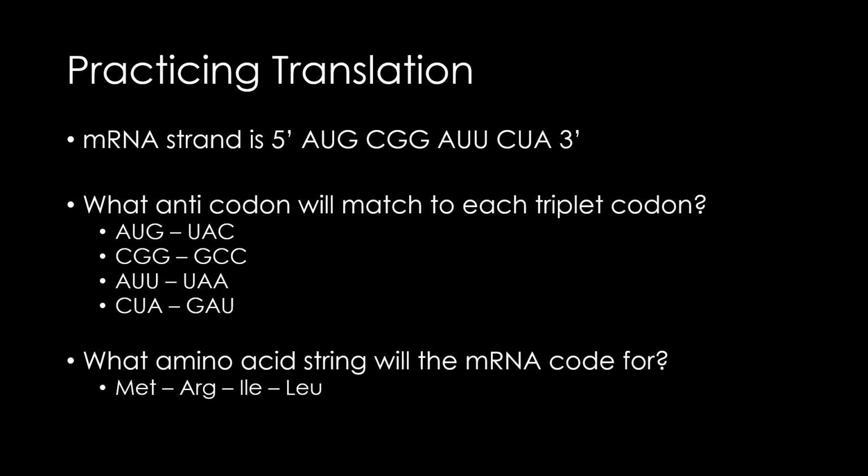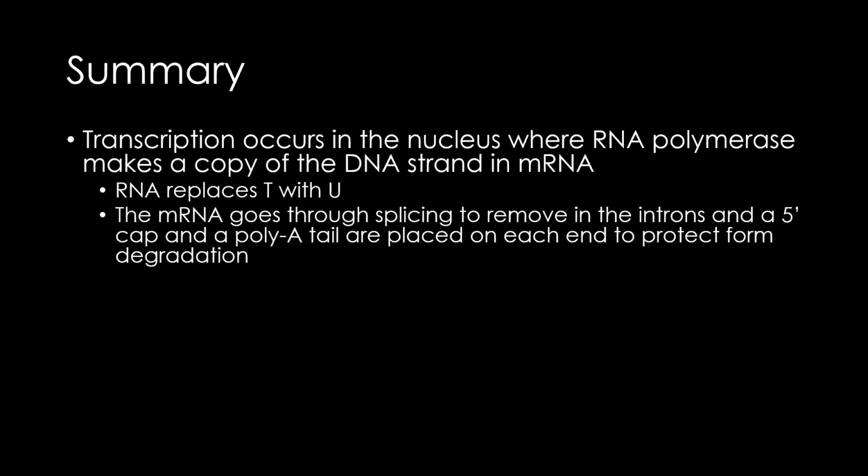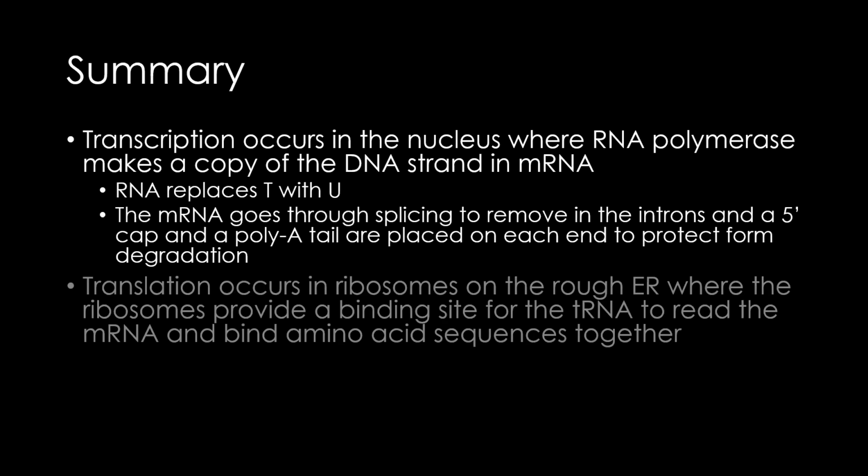Remember, to find the amino acid sequence, we have to match the codon to the corresponding amino acid based on the charts shown earlier. To summarize, transcription occurs in the nucleus, where RNA polymerase makes a copy of the DNA strand into mRNA. Remember that RNA replaces all thymines with uracil. Before leaving the nucleus, the mRNA must have the introns removed and a 5' cap and a poly A tail are placed on each end.